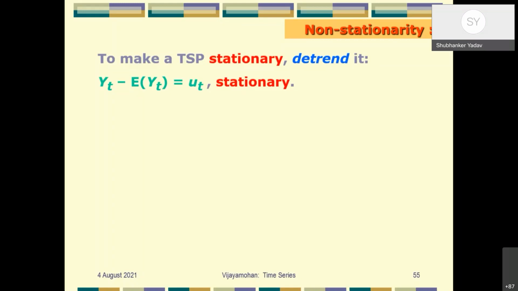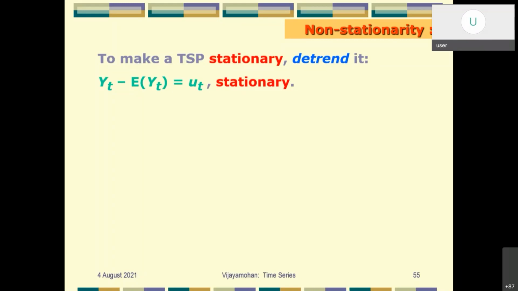So first to do the Dickey-Fuller unit root test? No, for a TSP, we need not do the Dickey-Fuller unit root test. Because it is not a difference stationary process. For a difference stationary process only, we need to do the unit root test. For a TSP, there is no unit root. There is only a trend.